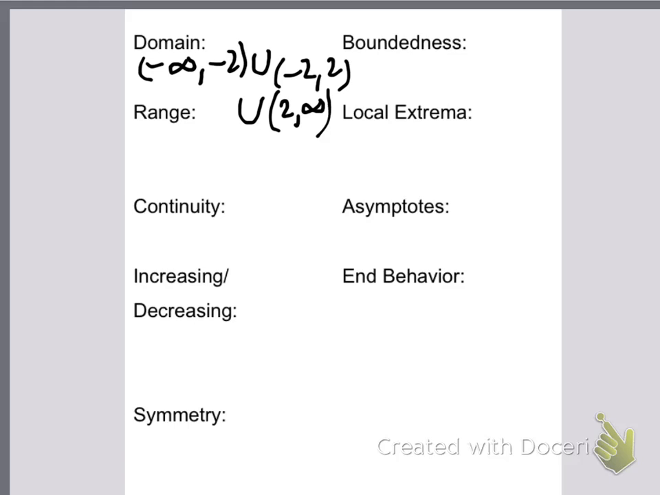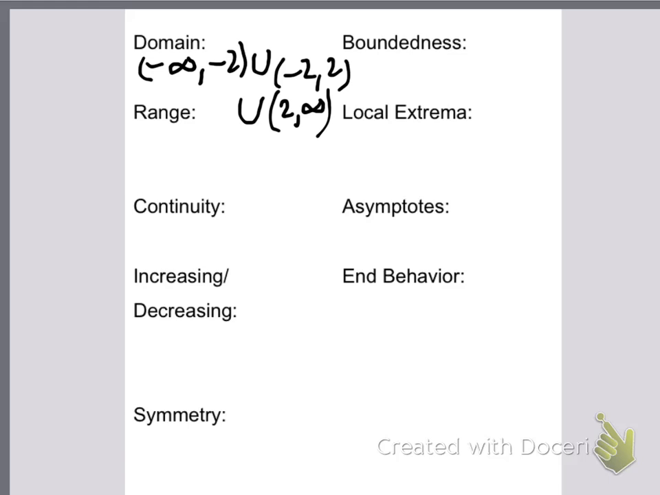Don't forget, for domain you're really going to start out with all real numbers, all x's. Since negative 2 and 2 are the only numbers that don't work, you have to account for when it's negative infinity to negative 2, negative 2 to 2, because the numbers in between negative 2 and 2 work, so you've got to include those, and then 2 to infinity.